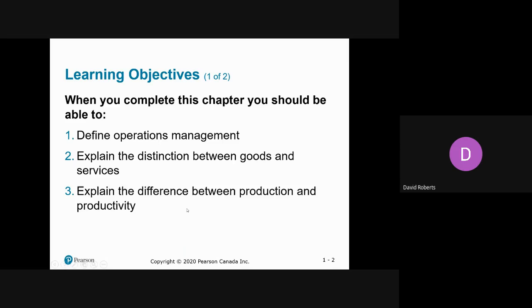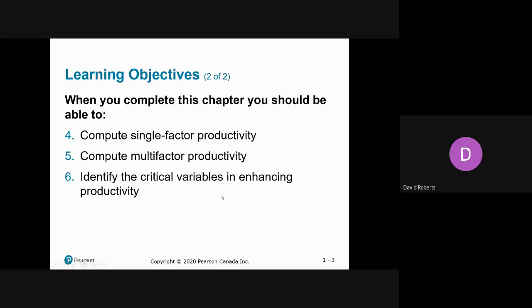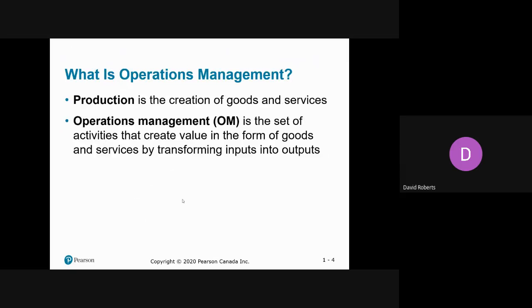We're going to talk about the difference between production, which is how much, which is what you make, versus productivity, which is how many you make. We're going to calculate single and multi-factor productivity. And we'll also talk about some of the variables that are enhancing or affecting your ability to be productive or not productive. So production is simply the creation of goods and services. That's it. It didn't exist before, it does exist now. Whether that be creating a haircut as a service, or creating an iPhone.